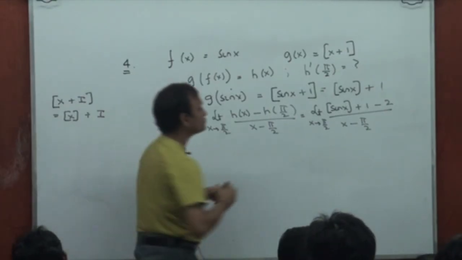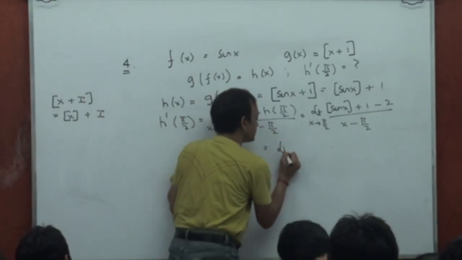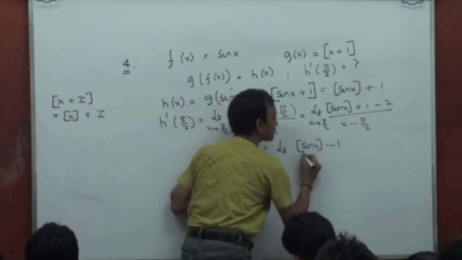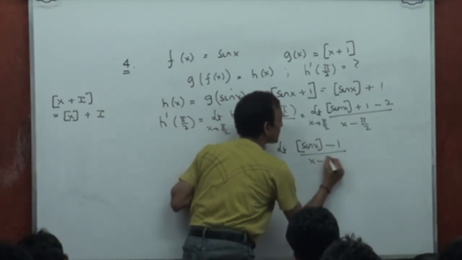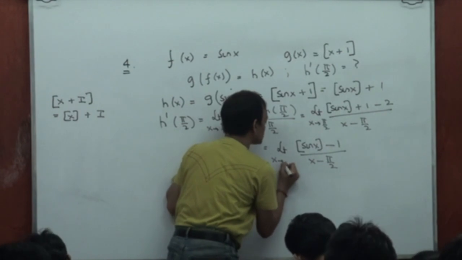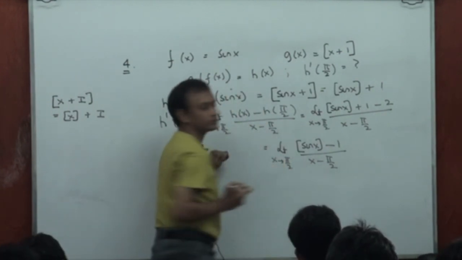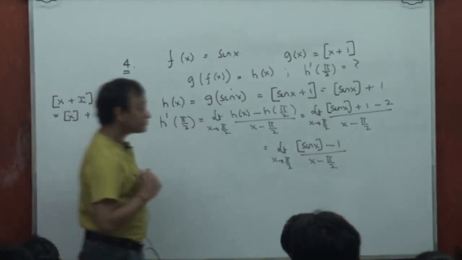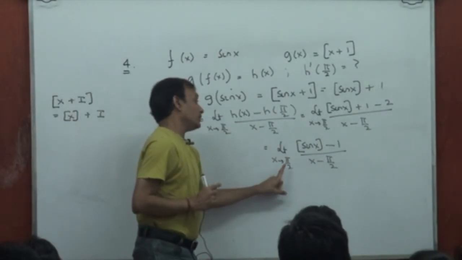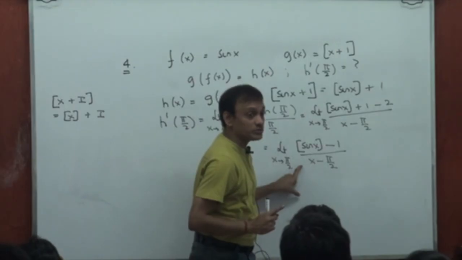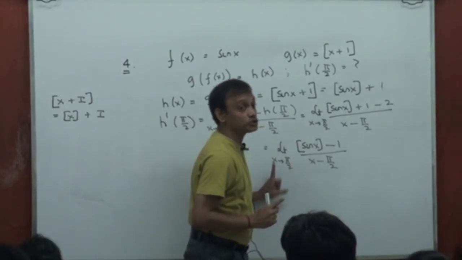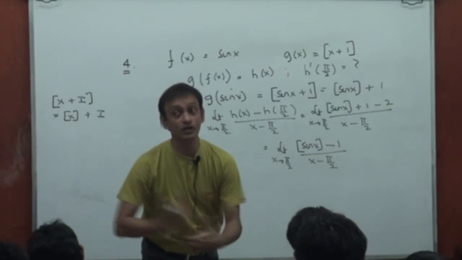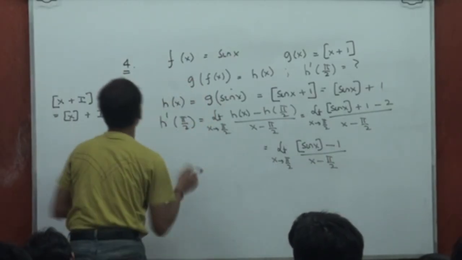Now, this is like limit box sin x minus 1 by x minus pi by 2 as x tends to pi by 2. Yes or no? Now, we'll look at the region to the immediate right of x equal to pi by 2 and the region to the immediate left of x equal to pi by 2 to examine the left hand and the right hand derivatives of this function at pi by 2.